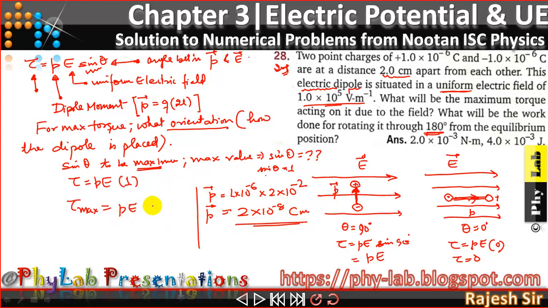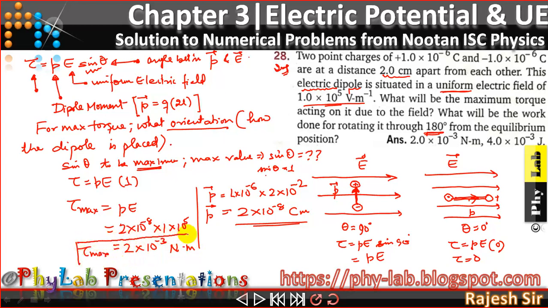So substituting the values over here, the dipole moment happens to be 2 into 10 to the power of minus 8, and the electric field happens to be 1 into 10 to the power of 5. On solving that, I get it as 2 into 10 to the power of minus 3, and the unit of torque happens to be Newton meter. So that is the maximum torque experienced by our dipole.